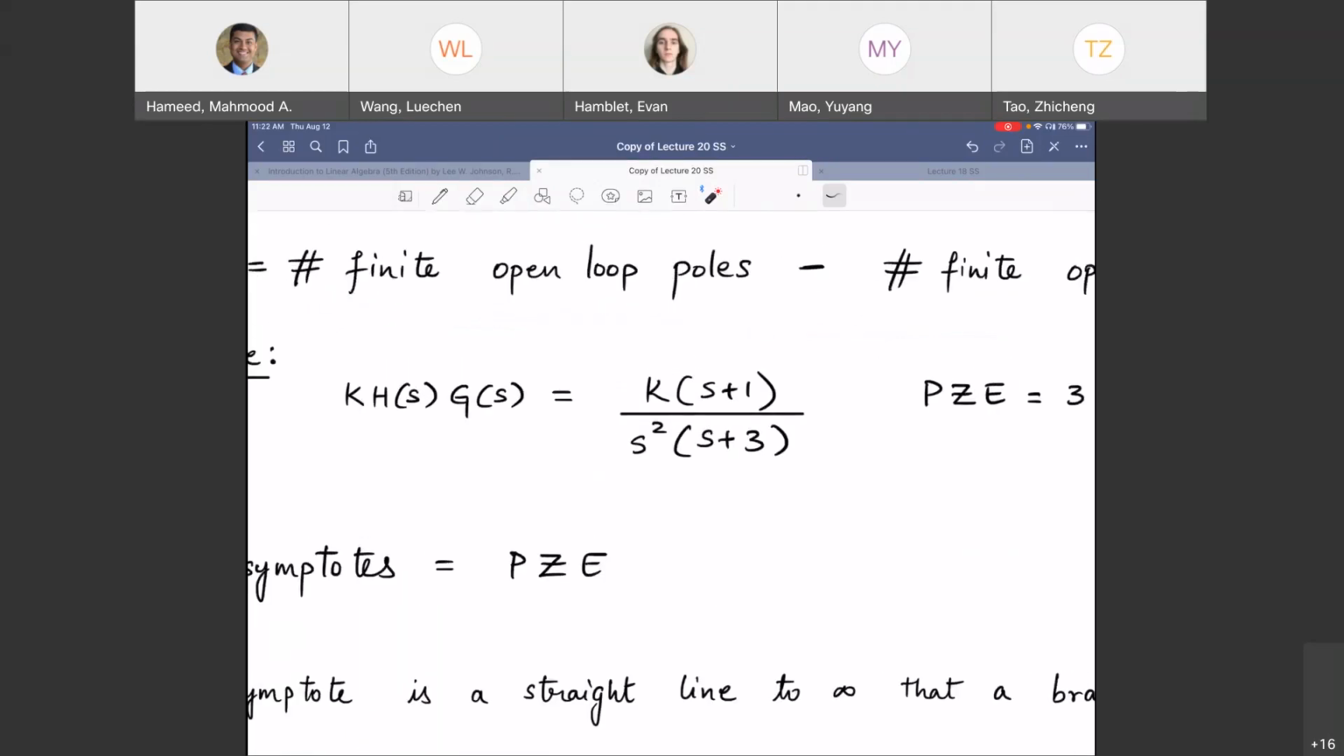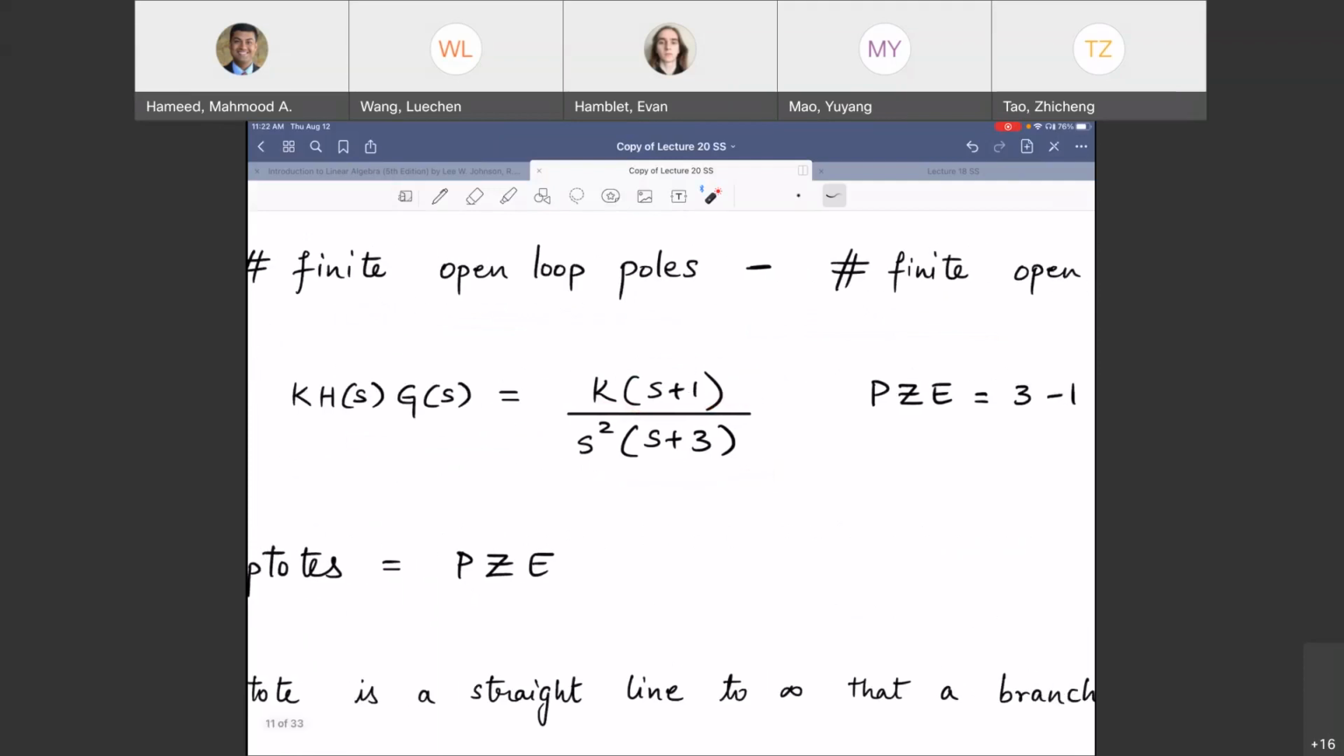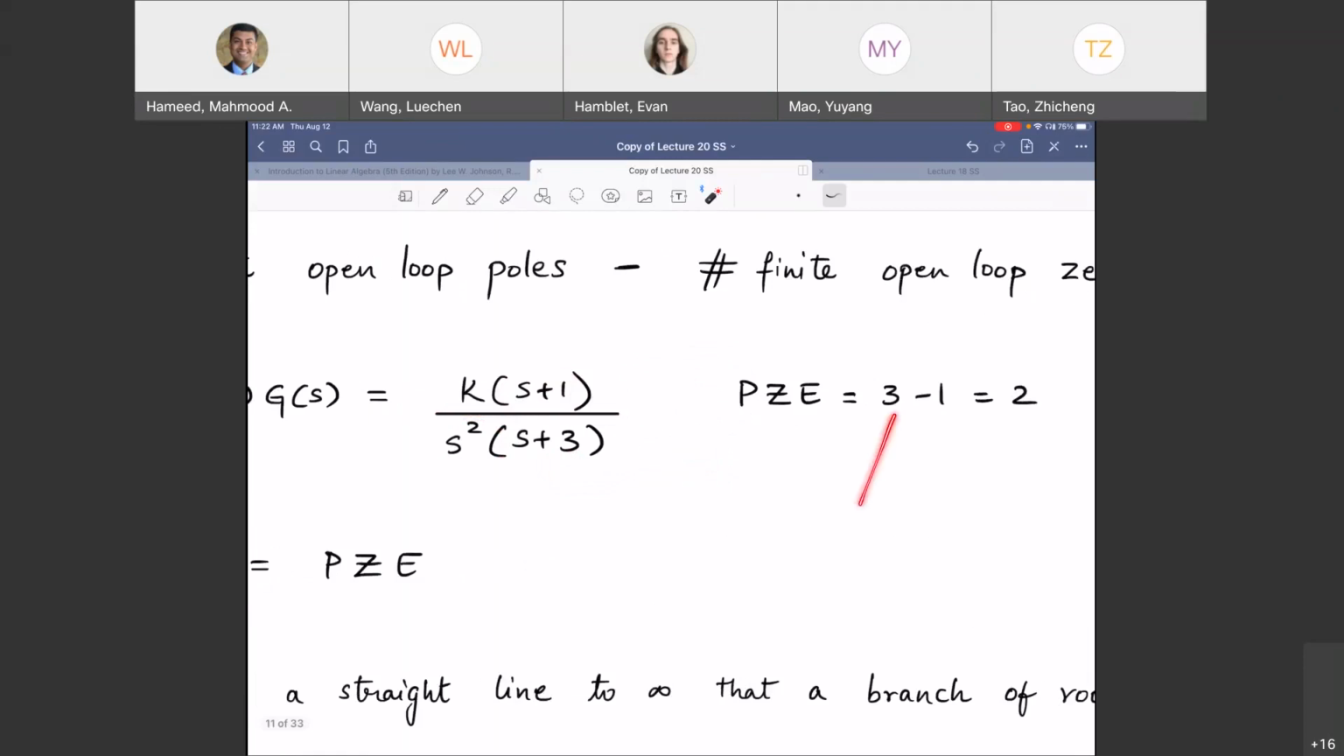So for example, if you have a loop transfer function that is given to you here, which is k(s plus 1) divided by s squared times (s plus 3), how many poles do you have? How many zeros do you have? Well, you have two poles at 0, and another pole at -3, and you have one zero at -1. So you have 3 poles, 1 zero. Subtract them, and you have 2 as your pole-zero excess. And these are only for finite poles and zeros.